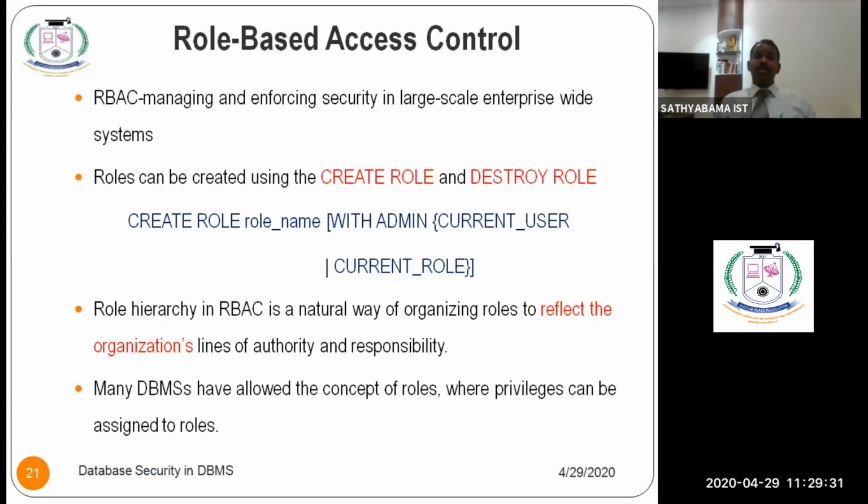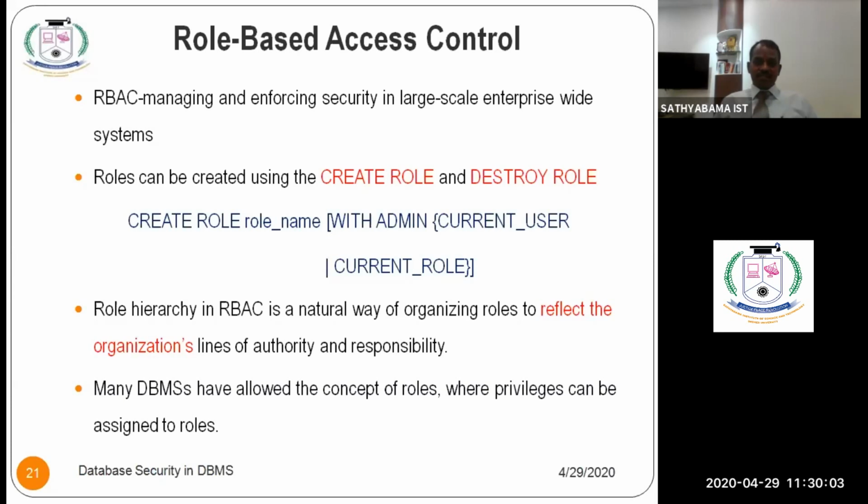For example, the manager role is different from the clerk. The clerk role is different from the teller. So the DBA, the database administrator, will not give the same privileges to all the assigned roles. It will be different. Only then can we ensure the security of the data managed in the databases by the large scale enterprise systems of the organization. That is role-based access control.